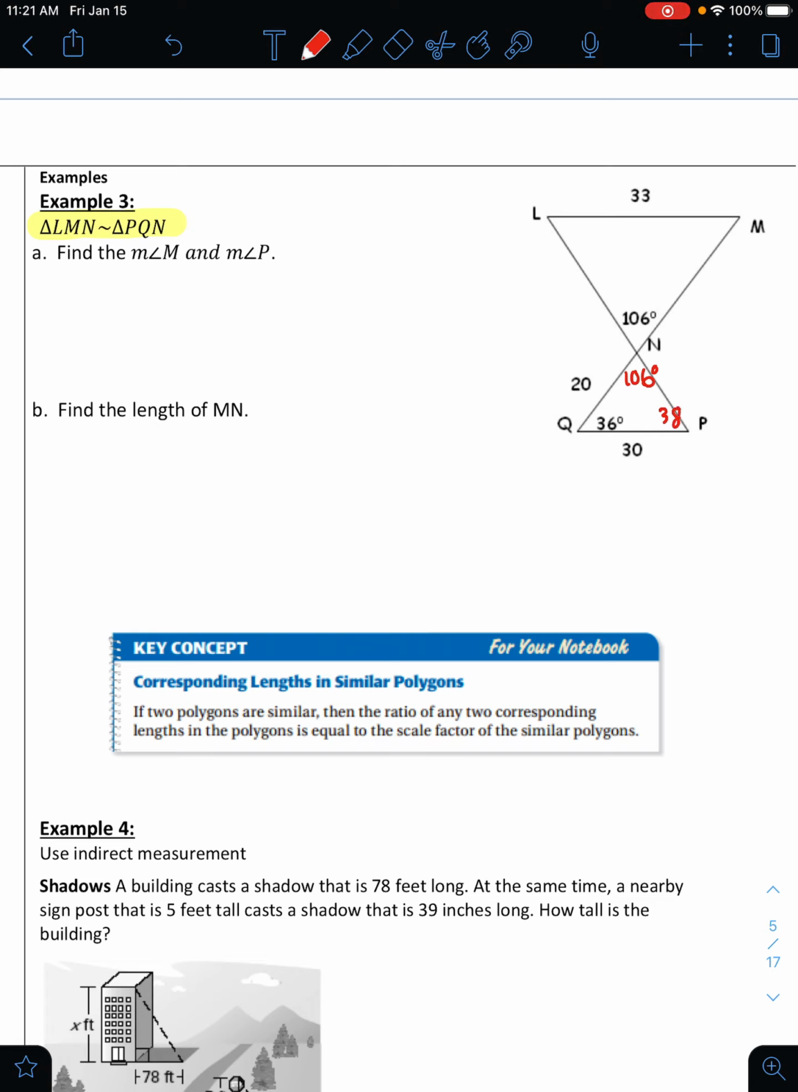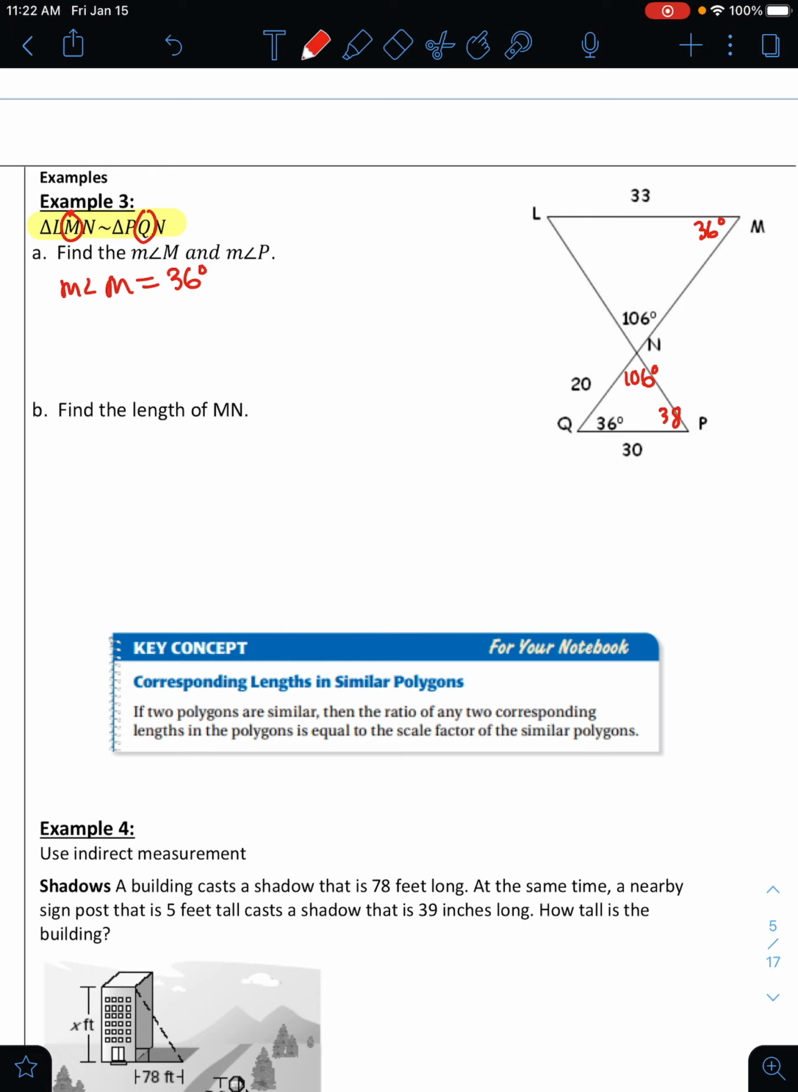So if I need angle M, it corresponds with angle Q because the triangles are similar. So that means that angle M is also 36 degrees. So the measure of angle M is 36 degrees.